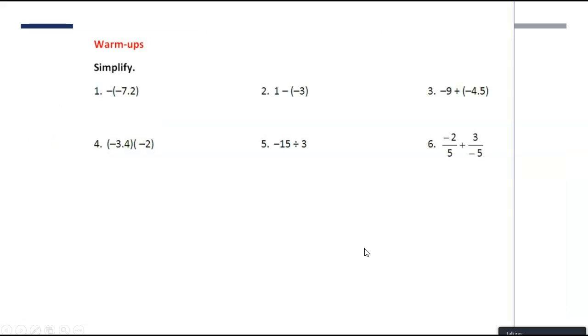Let's start with simplifying. What happens if you have a negative times a negative? Yeah, it becomes a positive. So in that first example there, you have a negative times a negative, which creates a positive 7.2.